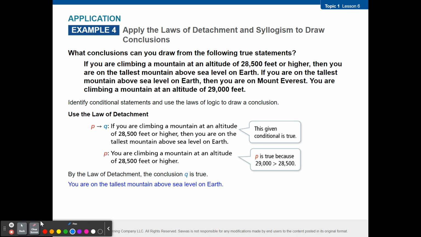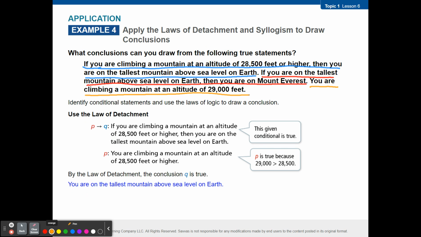So what I'm going to do is highlight these statements in different colors. Not going to talk about hypothesis or conclusions yet, I'm just going to underline them. So here is one of the conditionals. If you are on the tallest mountain above sea level on Earth, then you are on Mount Everest. And that says you are climbing a mountain with an altitude of 29,000 feet.